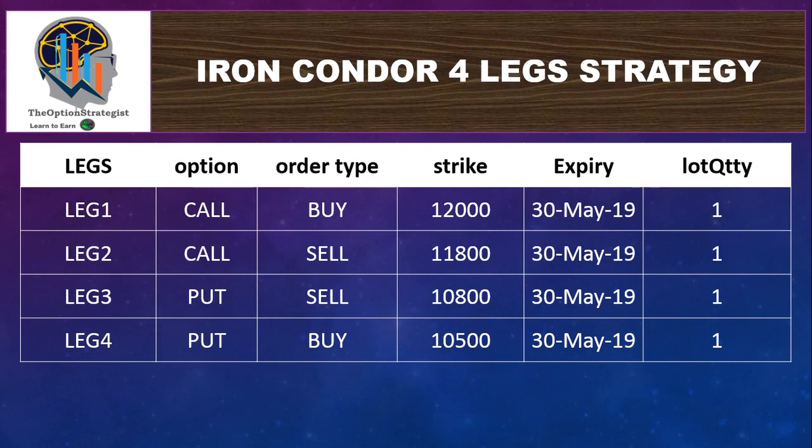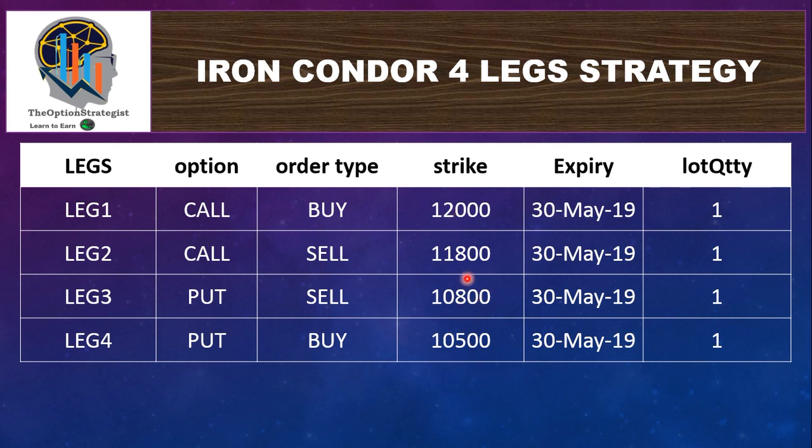So let's talk about an iron condor, a sample iron condor. It's a 4-leg strategy, and as you see, there are 4 legs over here. Leg 1 is a call, and we are buying a call at 12,000 for 30th May 2019. As we are doing a historic simulation, it makes sense. Leg 2 is a call that we are selling at 11,800, which is our short strike. So basically leg 2 and leg 3 form a strangle, and we are buying the insurance and converting it entirely into an iron condor.